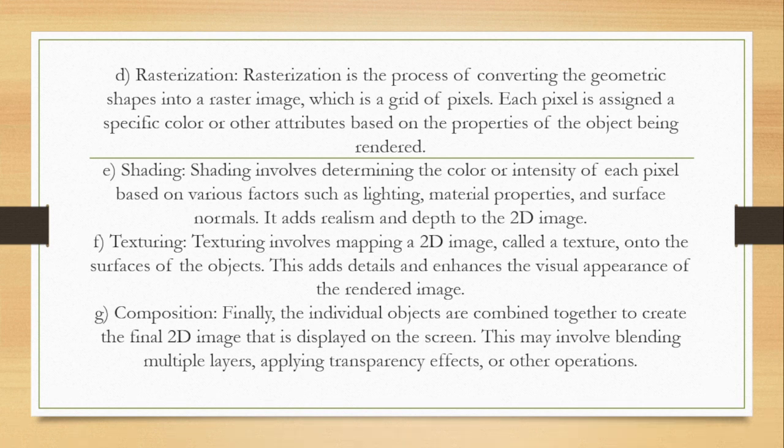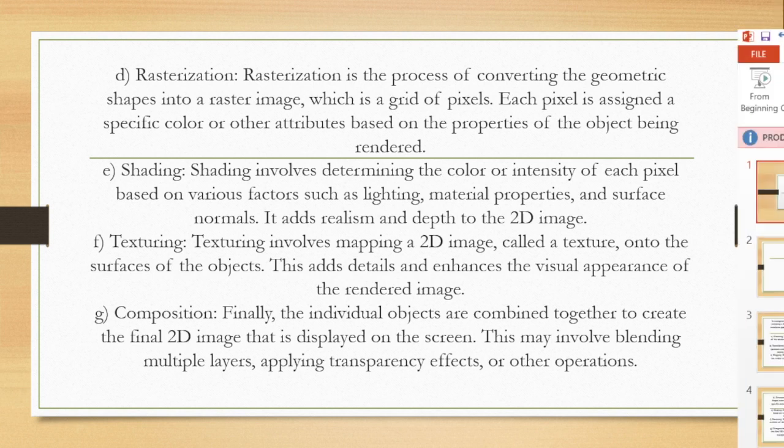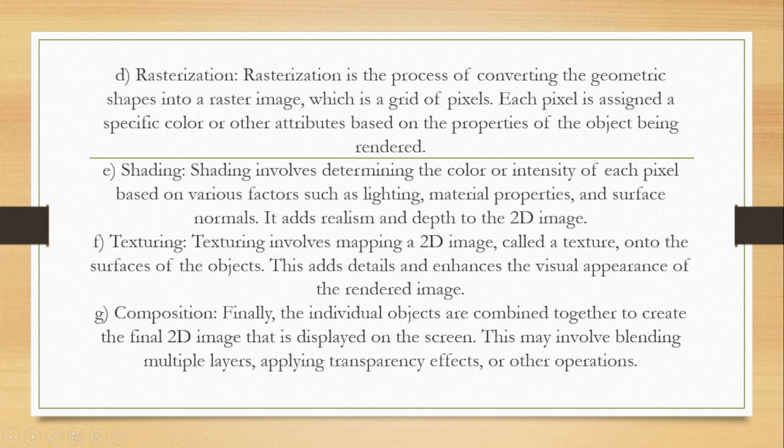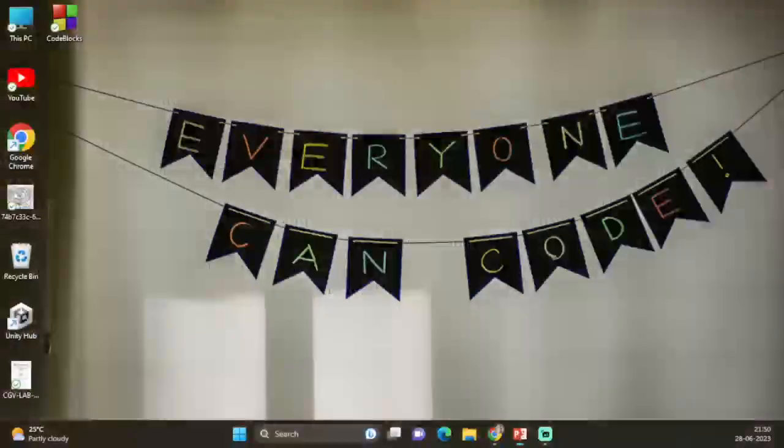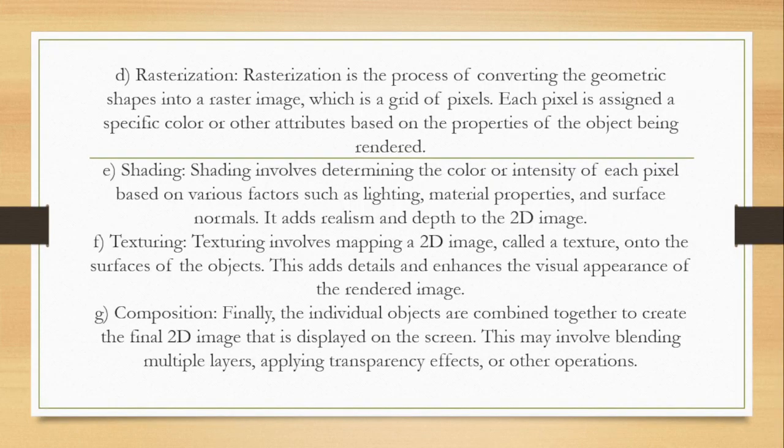The next one is composition. Finally, the individual objects are combined together to create a 2D final image that is displayed on the screen. This may involve blending multiple layers, applying transparency effects, or other operations.